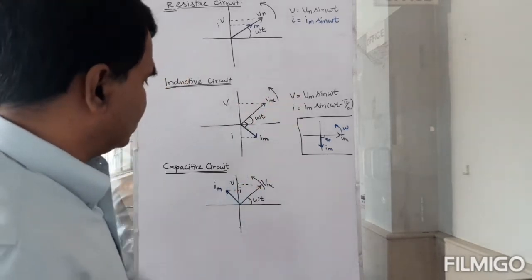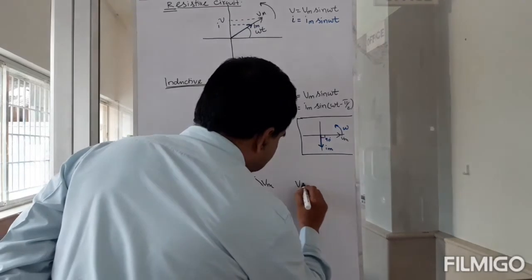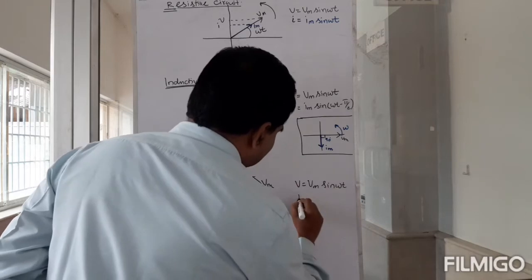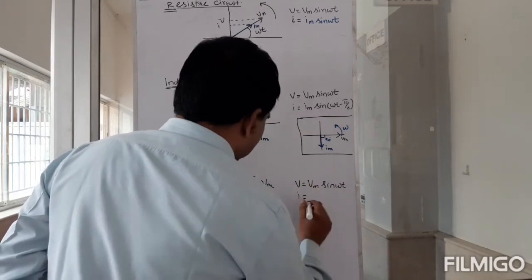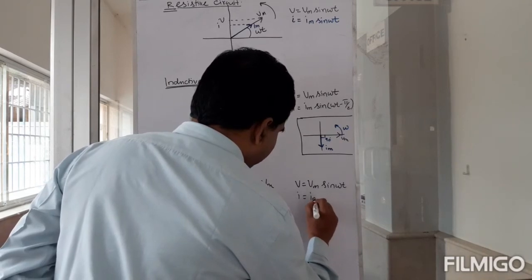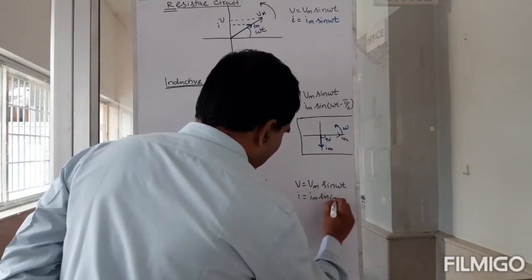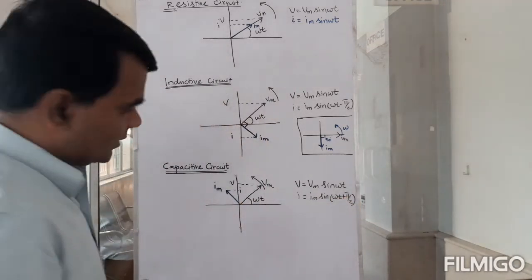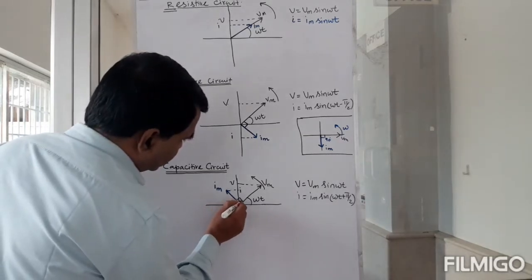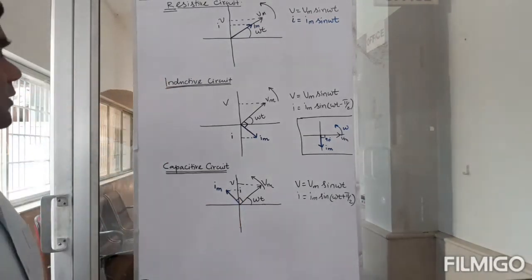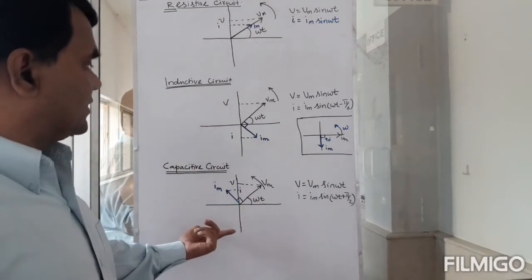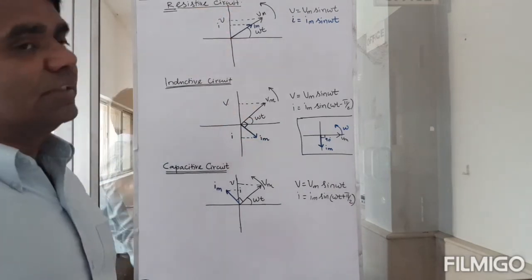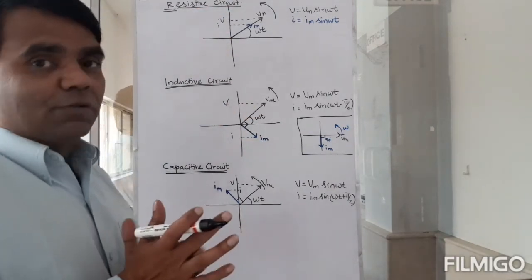Mathematically, V is equal to Vm sine omega t, and I is equal to Im sine (omega t plus pi by 2). So this angle is 90 degrees. This is a phasor diagram for a capacitive circuit. This is the phasor diagram for the inductive circuit, and this is the phasor diagram for the resistive circuit. Okay?